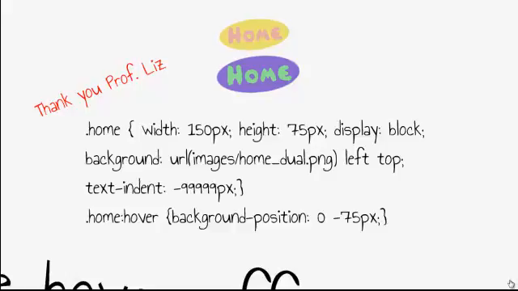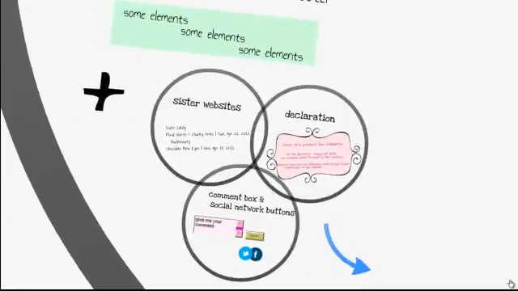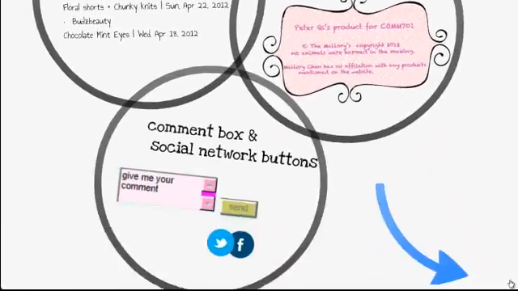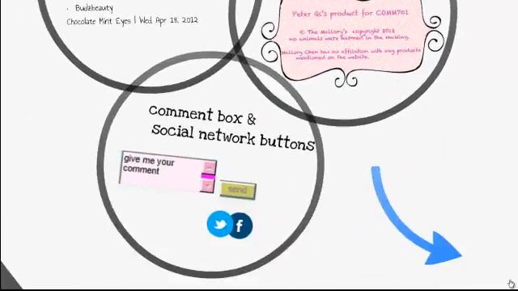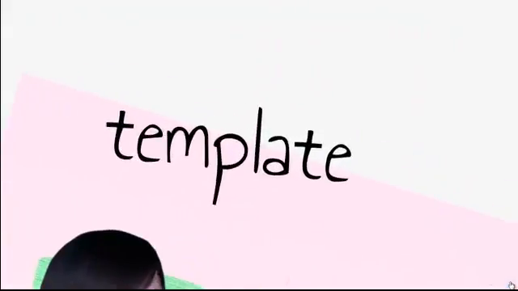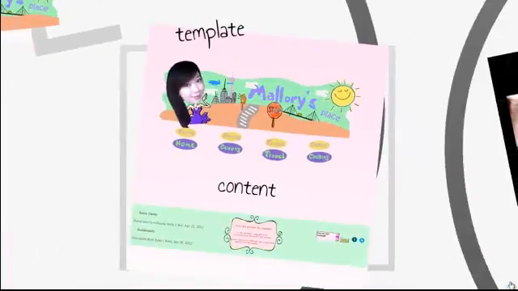Now we need a footer. A green strip, a sister website link, a declaration board, a comment box, and social network buttons consist of the footer. So the template is done. I only need to put different content on every single page.